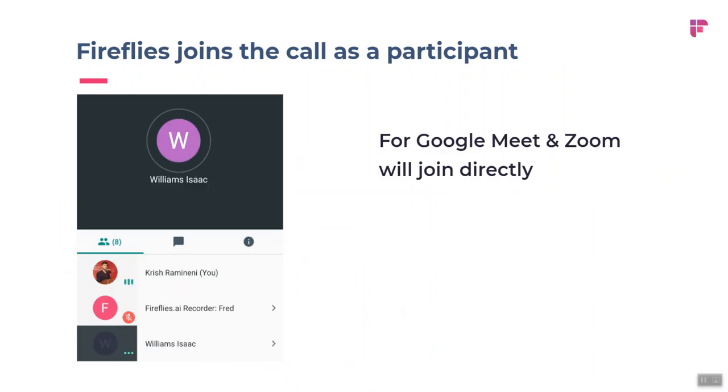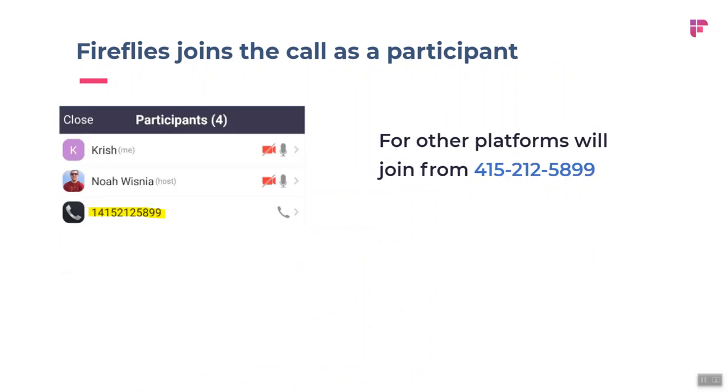When Fred does join the call, it'll join as a participant. Here is an example with Google Meet and Zoom, where it'll join as a participant and you'll see fireflies.ai join the meeting. There are other web conferencing platforms where it'll join via the number 415-212-5899. This is when it joins through the dial-in line because that is the only way for it to join the meeting.